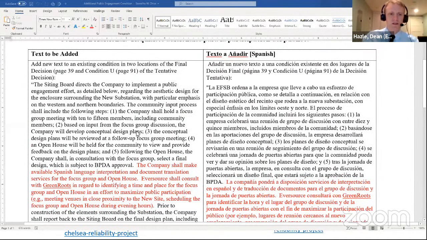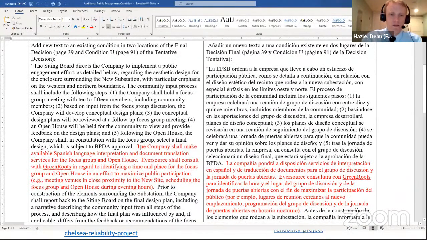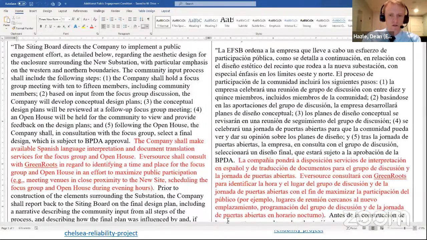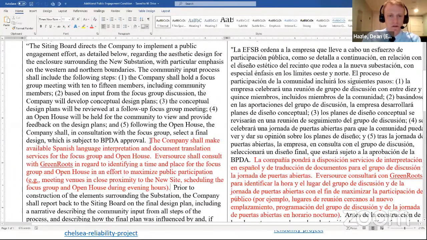Mr. Woodcock, after you expressed the desire to have some additional public engagement around the condition on page 39, the siting board staff worked on the language that's included in red here. The language that's in black text is currently in the tentative decision, and the red text is new. So what we would add would say, the company shall make available Spanish language interpretation and document translation services for the focus groups and open house. Eversource shall consult with Green Roots in regard to identifying a time and place for the focus group and open house in an effort to maximize public participation. For example, meeting venues in close proximity to the new site, scheduling focus group and open house during evening hours.